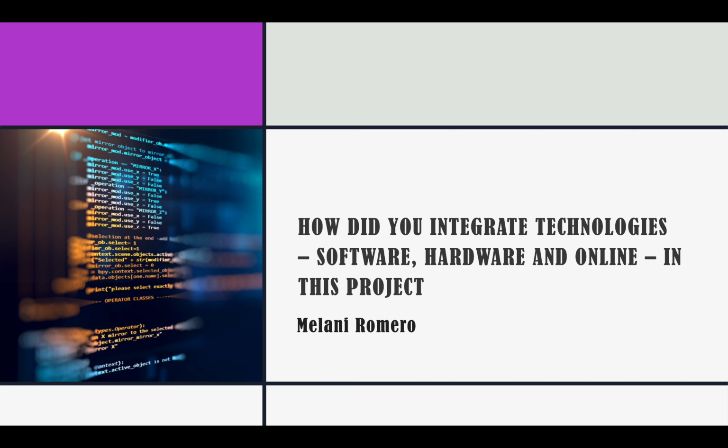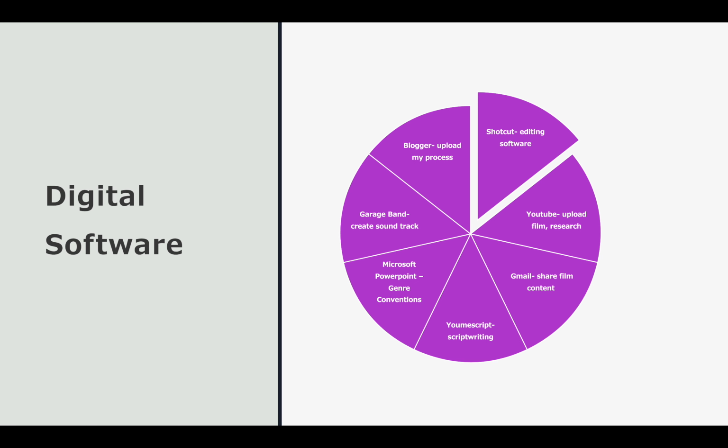So, how did I integrate technology such as software, hardware, and online in my project? Starting off with digital software, in this pie chart, I have everything that I incorporated in my project. Beginning with Shotcut, Shotcut was the editing software that we chose in order to edit our film.